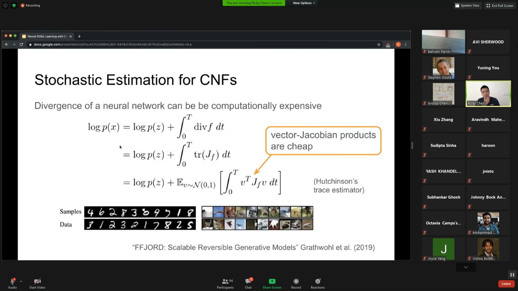So in the follow-up work by Grathwohl et al., we propose using the Hutchinson's trace estimator to stochastically estimate this integral over the divergence. The key insight here was that this trace estimator only requires vector Jacobian products, which are easily computable in automatic differentiation frameworks. It's typically implemented in most deep learning libraries. So this helped us scale continuous normalizing flows to actually high dimensions, as I mentioned, to small images like MNIST and CIFAR.